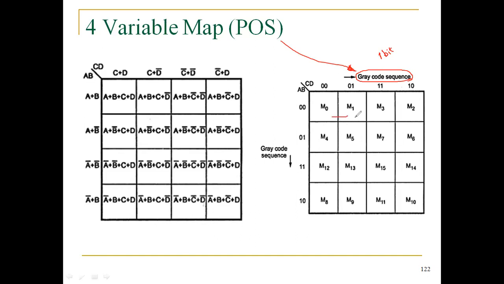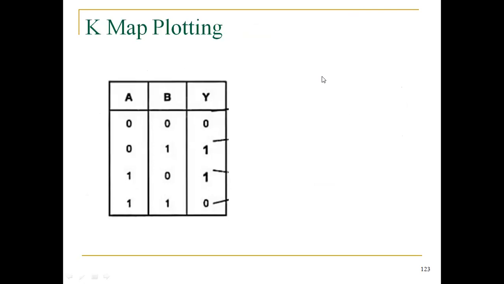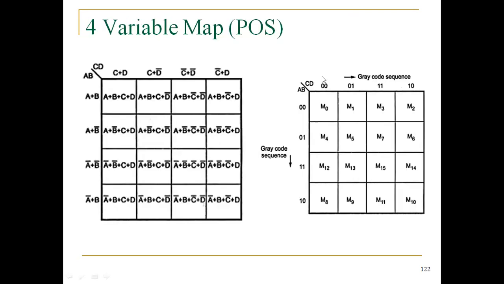In between these two cells. Wherever you take, the allowable change between the cells is only 1 bit change. So that's all about the number of variables in both POS as well as SOP concept.